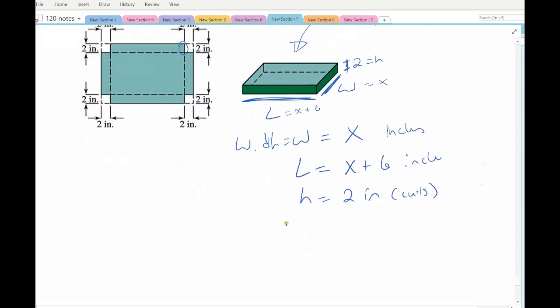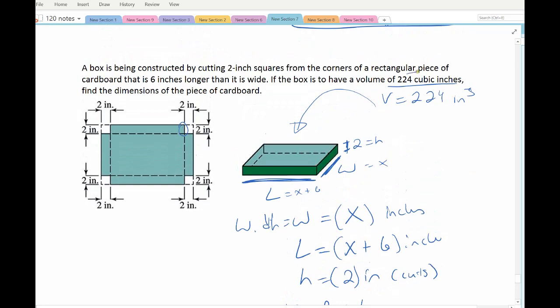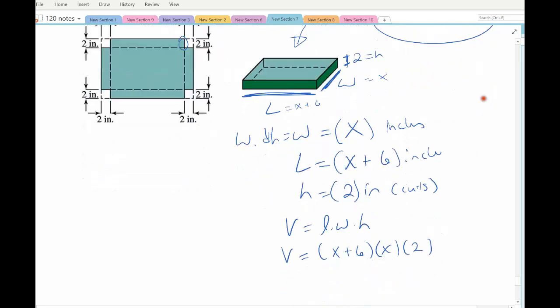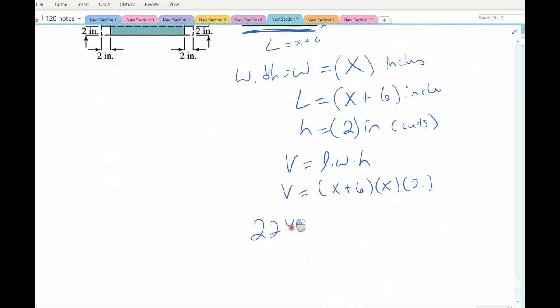So there's all my pieces, right? Volume is length times width times height. Length is x plus 6, width is x, height is 2, and so I plug those in. Volume is x plus 6 times x times 2, and I want my volume to be equal to 224.